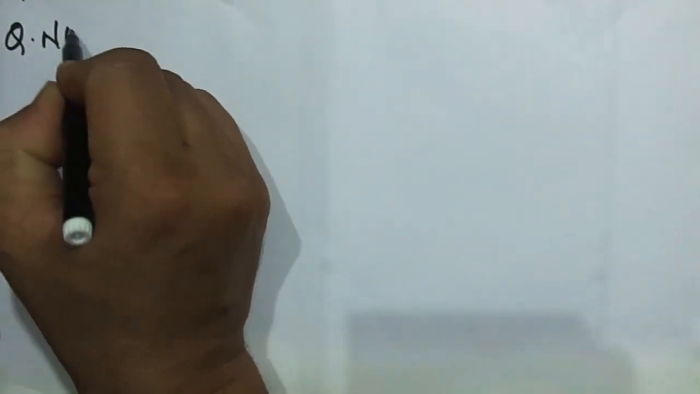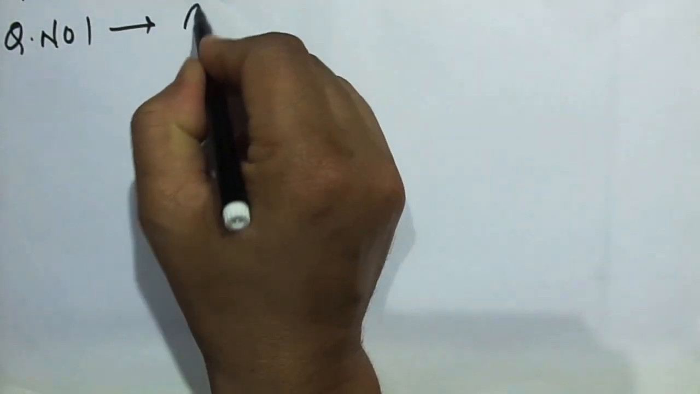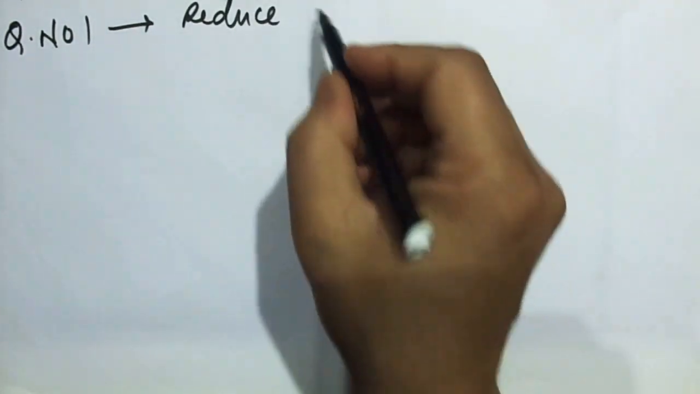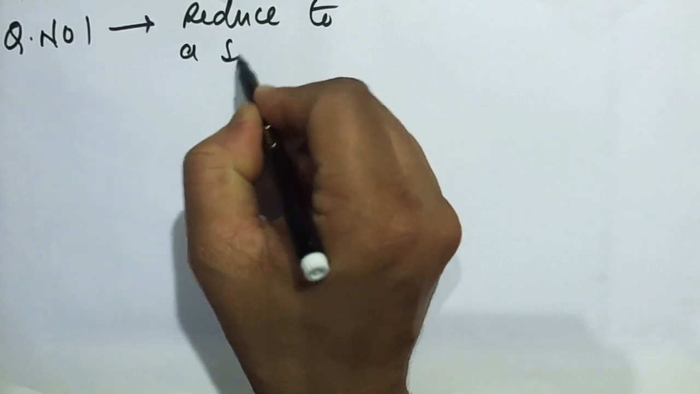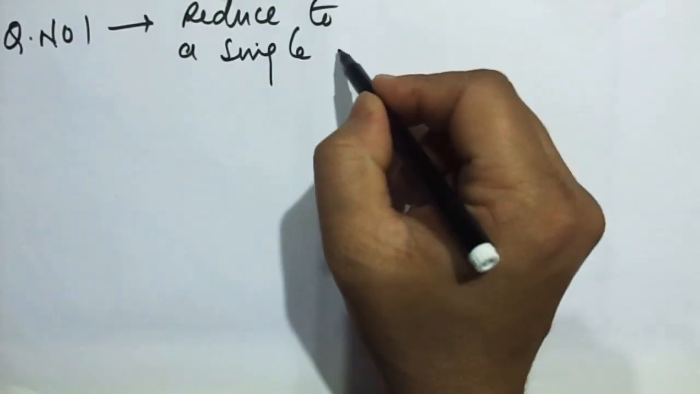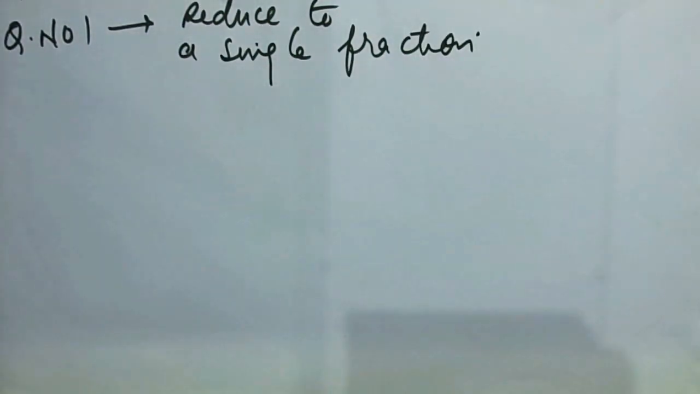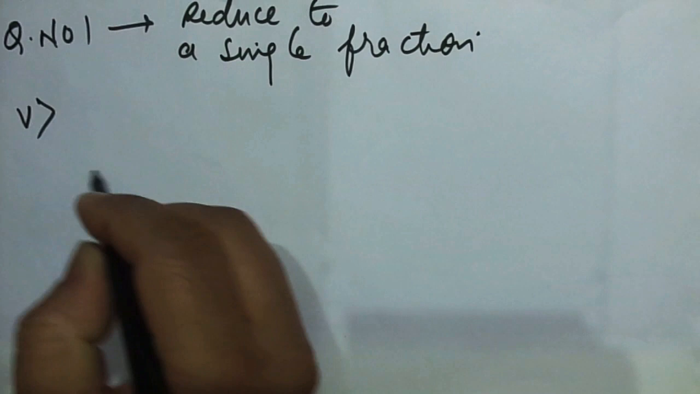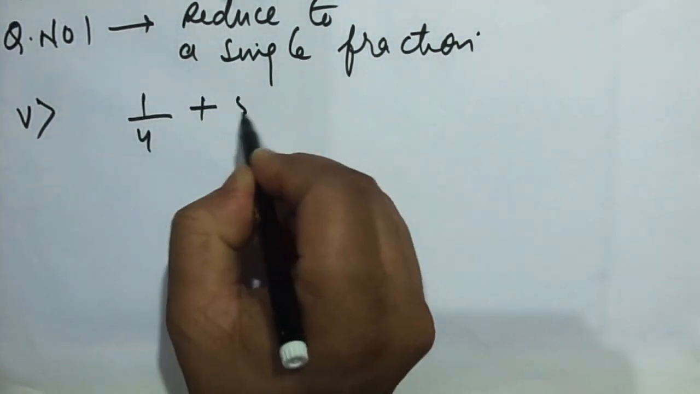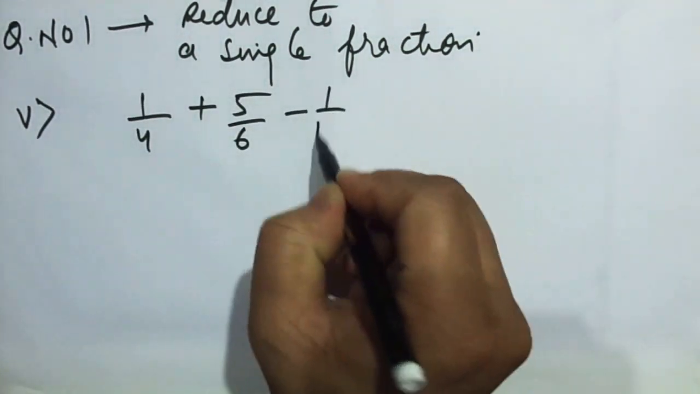So, here in question number 1, they say reduce to a single fraction, isn't it? So we are going to reduce the fractions into a single fraction. What are they? 1 by 4 plus 5 by 6 minus 1 by 12.